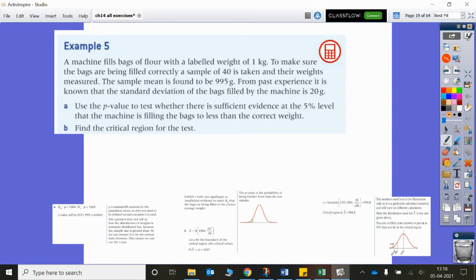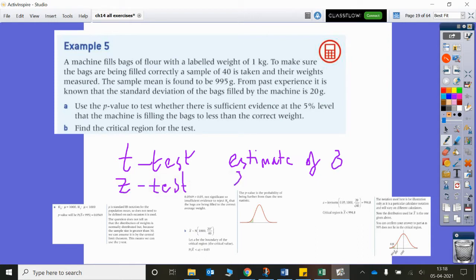From past experience, it is known that the standard deviation of the bags filled by the machines is 20 grams. This bit is what tells us we need to do a Z test and not a T test. If they say that we don't know the standard deviation and that we're going to have to estimate the standard deviation from the sample, then we're doing a T test. So a T test requires an estimate of the standard deviation. A Z test needs the standard deviation to be known.